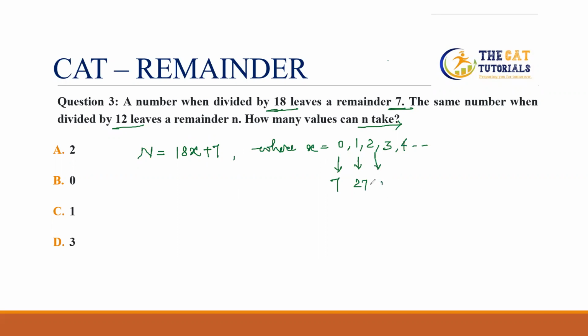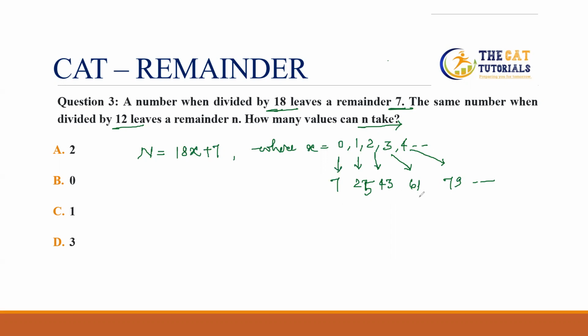When we take x equal to 2, it is equal to 43. When we take x equal to 3, it will take 61. And again, when we take x equal to 4, it will take the value 79 and so on. So what is the question? These are the possible values of the numbers.